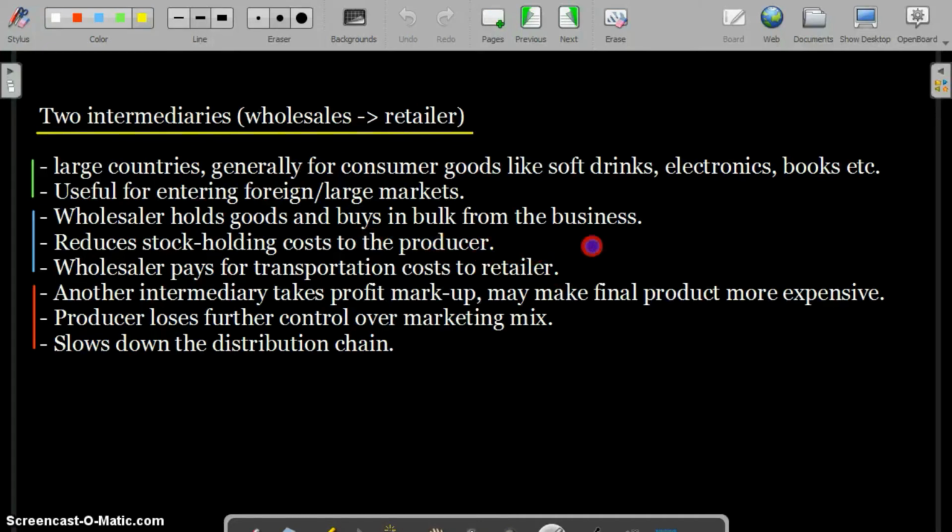The first point, I hope, is pretty clear, but the second or third point is that the retailer doesn't have to stock up the goods. The wholesaler does it, so his cost is reduced. Therefore, he doesn't take a larger profit markup. But that markup is taken by the wholesaler, so it won't be that big of an advantage.